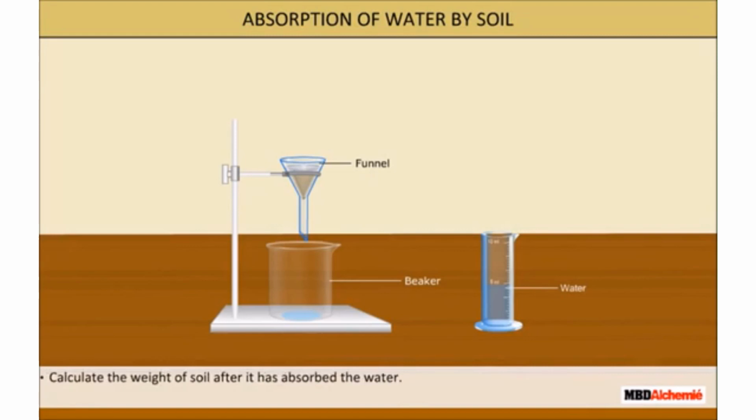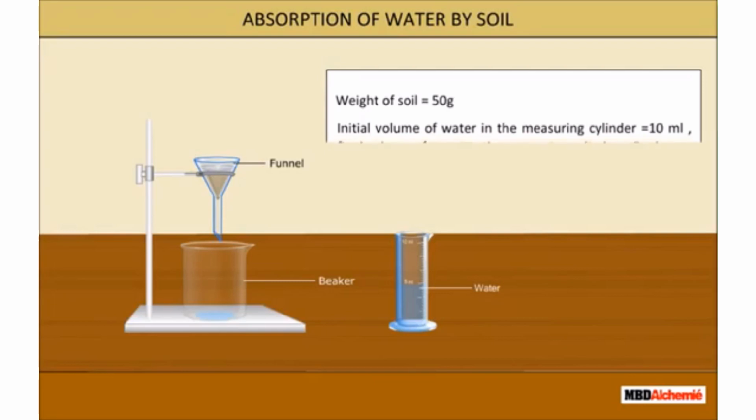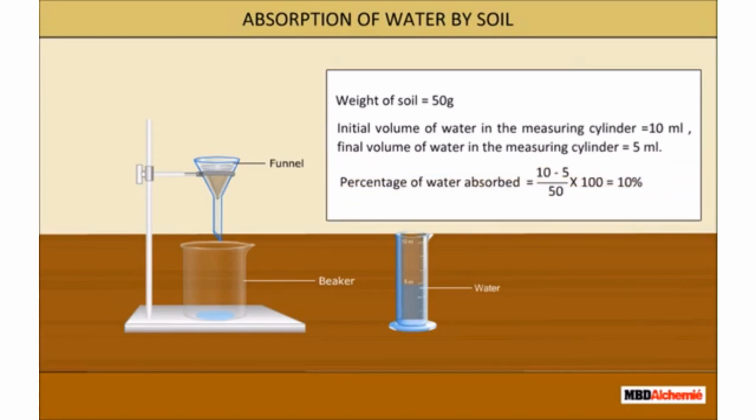Calculate the weight of soil after it has absorbed the water. Weight of soil is equal to 50 grams. Initial volume of water in the measuring cylinder is equal to 10 milliliters. Final volume of water in the measuring cylinder is equal to 5 milliliters. Percentage of water absorbed is equal to (10 minus 5) upon 50, into 100, which is equal to 10%.